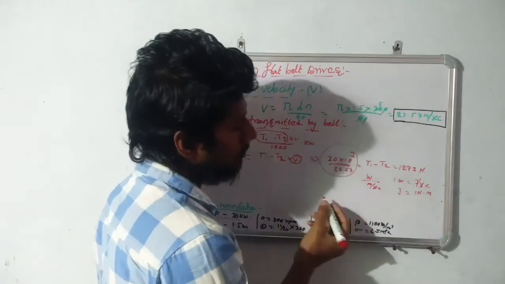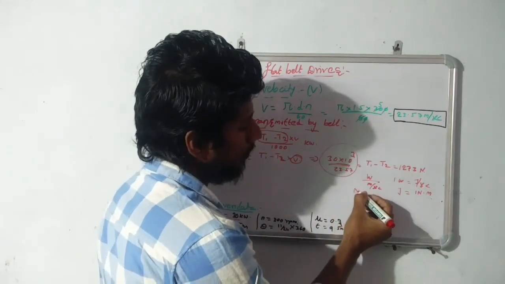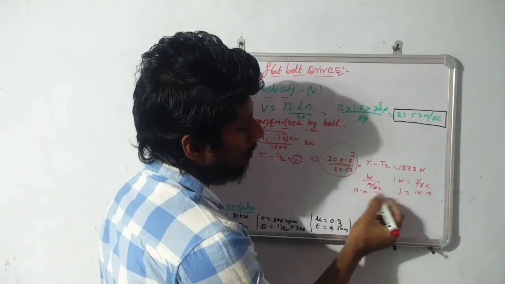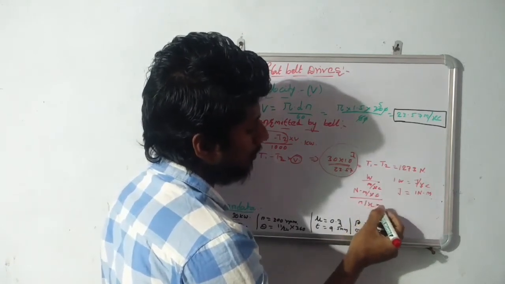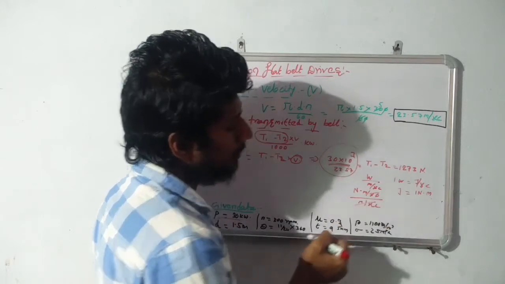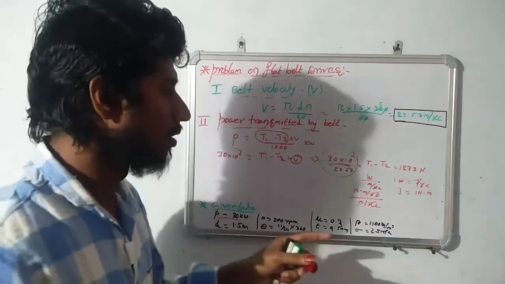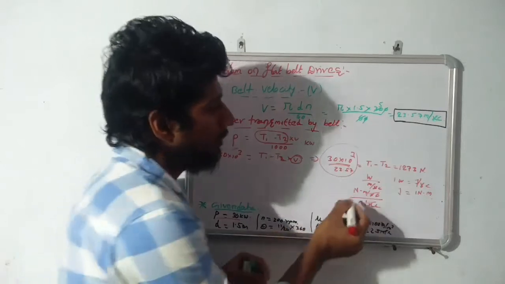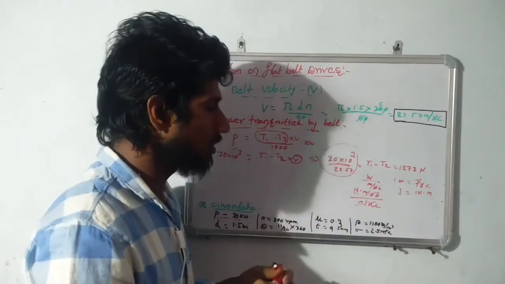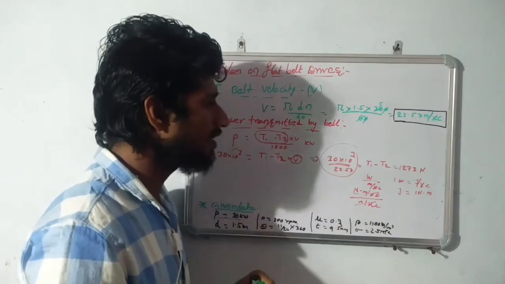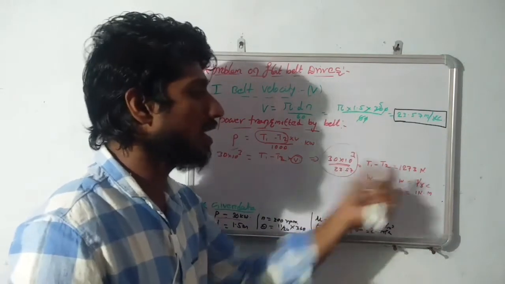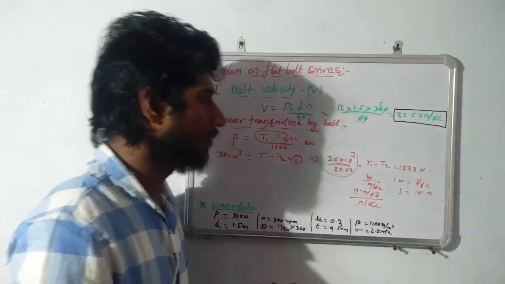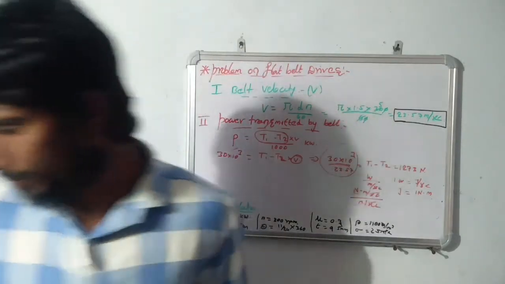So by substituting this one, what we get here? Newton meter per second divided by meter per second. Here the meters per second cancel out. Ultimately we have newtons. So this is about the tension in the tight side and slack side difference of the belt. So go to the next step.